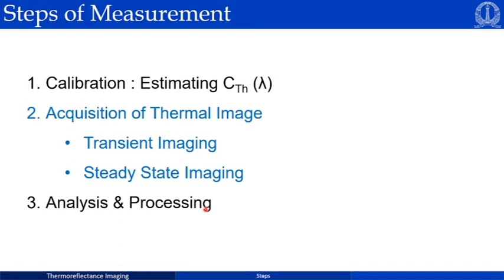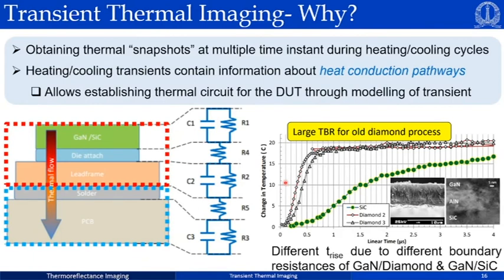Now that we have estimated the thermal reflectance coefficient for our material or device, we go towards acquisition of thermal images. In this section we will talk about the transient imaging technique and the steady state imaging technique. So why do we need transient thermal imaging? Why not just capture a thermal image? Why is the time aspect important?